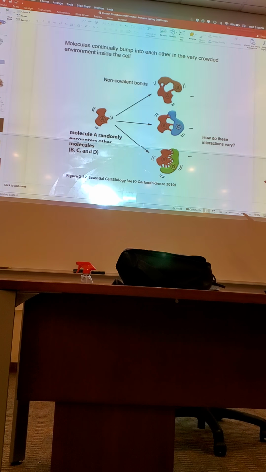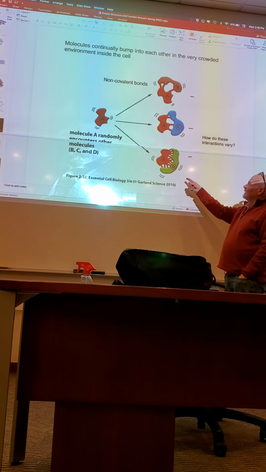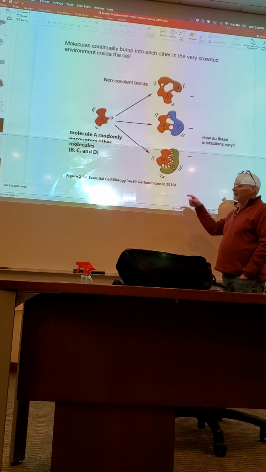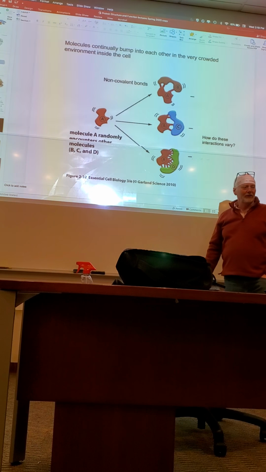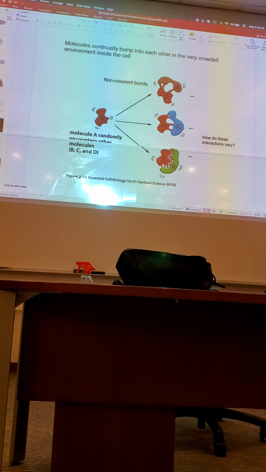In this case, A is naturally meant to find D. It might take some time, but when it finds D, it buckles onto it. But it's going to bump into lots of D's and C's along its route, and it's not meant to interact with those. There's not enough covalent interactions to make that a stable complex. And so those are examples of every other protein in the cell that it's just going to bounce off of.